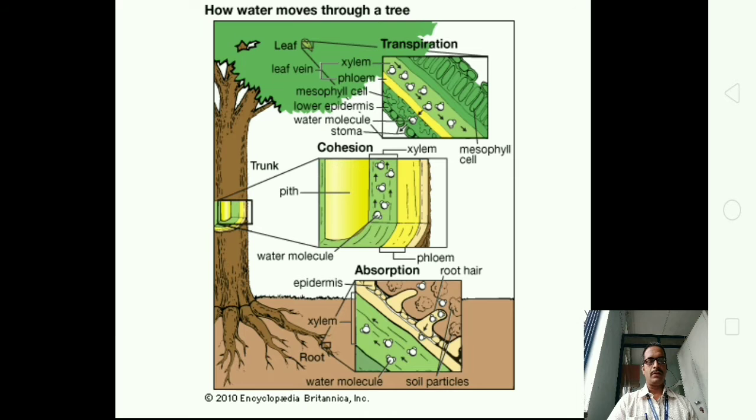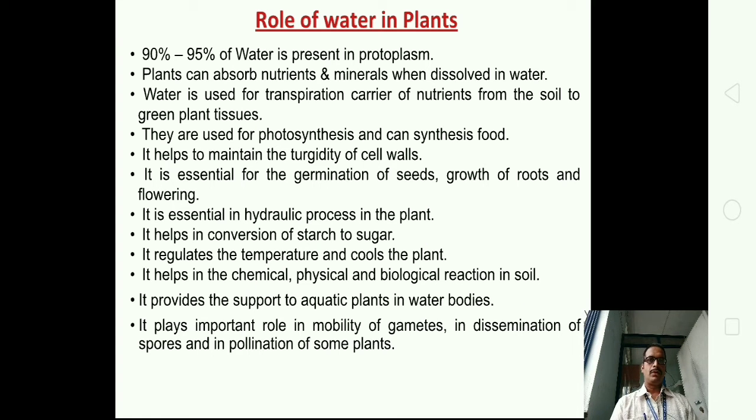In the leaf vein, water moves from the xylem to the stomata. For various functions, it is used for transpiration and for the photosynthesis process. So this is the basic movement of water in the plant. Now, what is the role of water in plants?